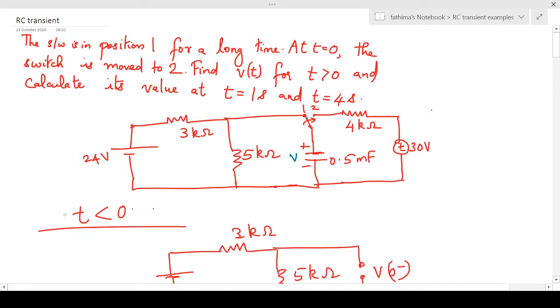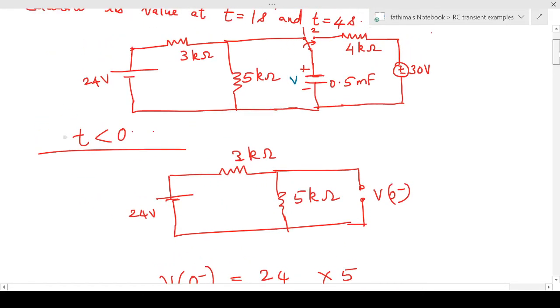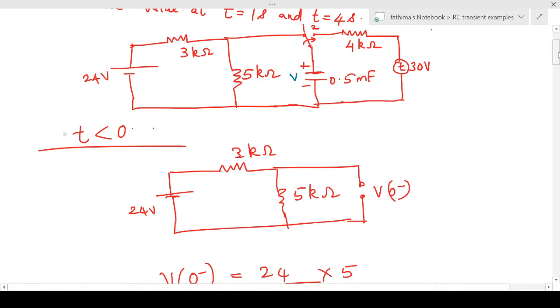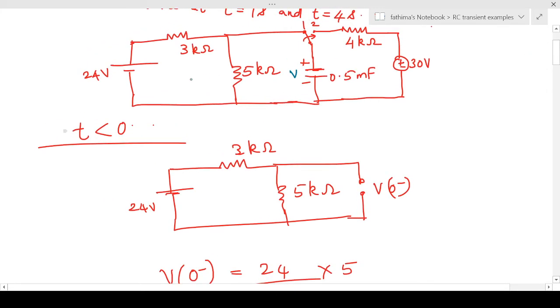So for transient analysis, first what we have to do is, the switch was in position 1 for a long time. So we'll check the initial condition, that is when t is less than 0, how is the circuit, that is the switch is in position 1 for t less than 0. So we'll draw the circuit for that. So here the switch is in position 1, so our circuit becomes like this. We have to calculate the voltage across the capacitor.